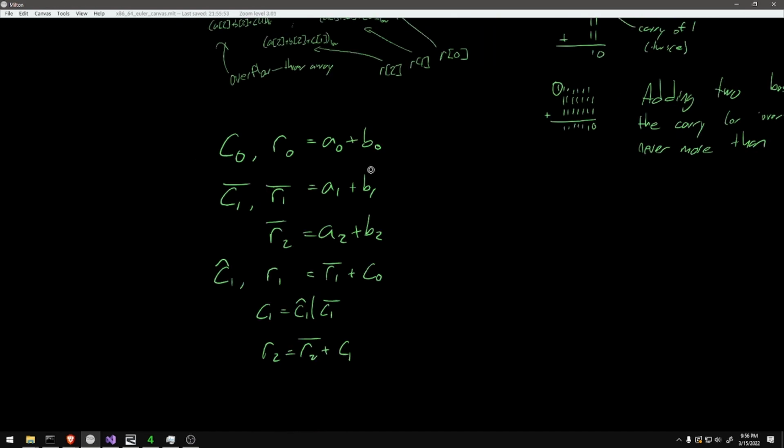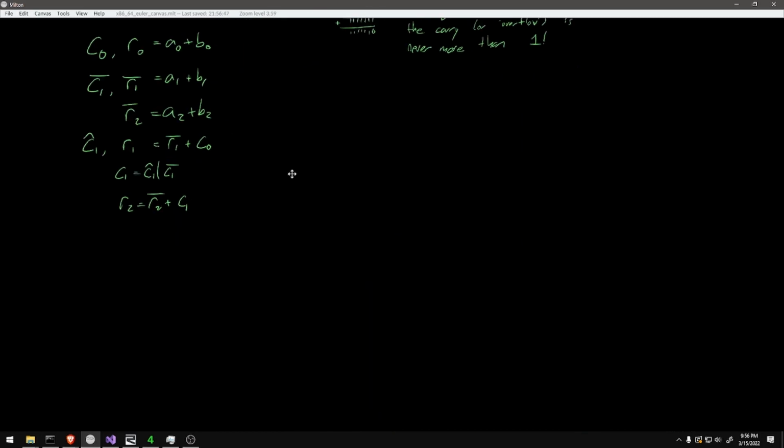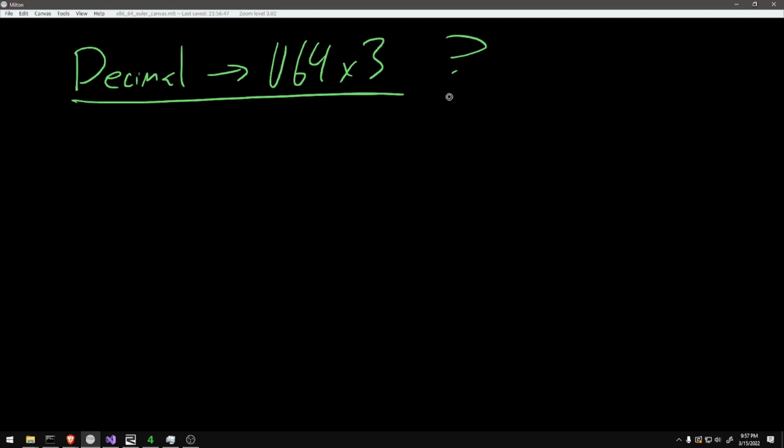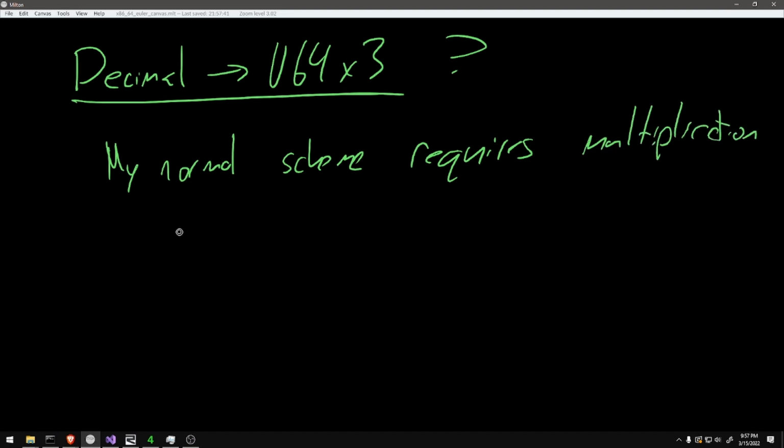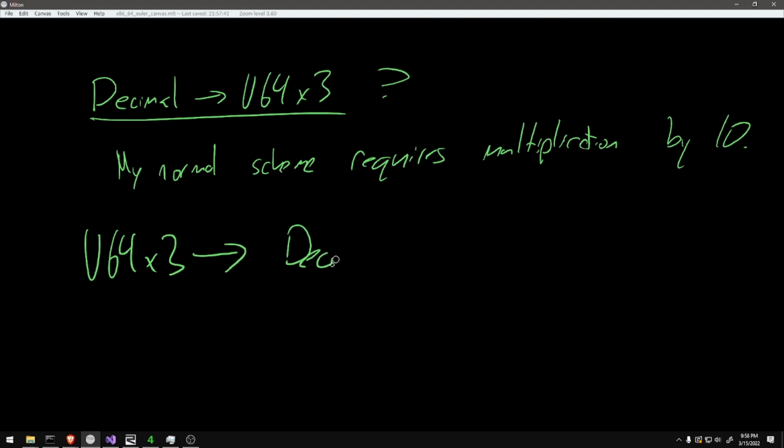The next issue that I have to handle is that the numbers that I actually have, the input to my system here, isn't in a 64-bit by 3 number system. It's just in decimal numbers, right? I just get a sequence of base 10 digits, and I need to convert that sequence of base 10 digits into my 64-bit by 3 numbering system that I've built up.